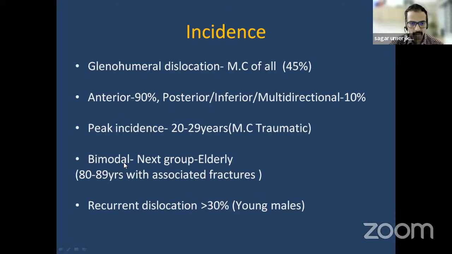So it has a bimodal pattern, wherein the younger patients present with traumatic dislocation, and the elderly present with very trivial trauma associated with fractures. The chances of recurrent dislocation are very high in younger males. The first set of patients, ranging between 20 to 30 years old, have a dislocation rate on the second or third time as high as 30%.